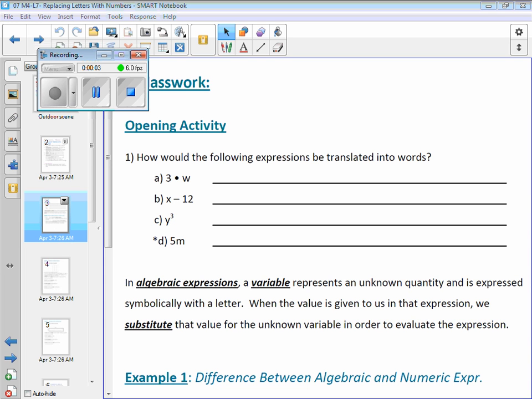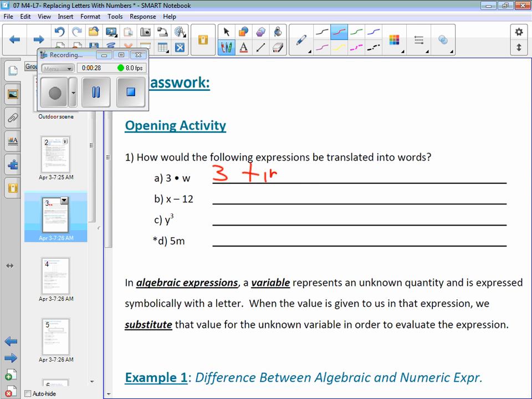Okay. Let's turn to page 2. These, A through D, are examples of what's called algebraic expressions. An algebraic expression means it contains at least one variable or an unknown quantity. How would you put this into words? Letter A. Okay, Gabby. It would be 3 times. Okay, we're going to write that out into words.